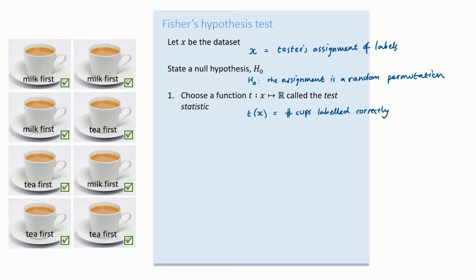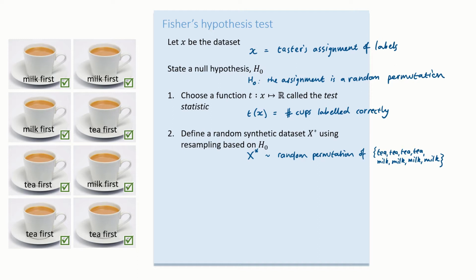Now, we choose a function called the test statistic. This is a statistic, which means it's a function of the dataset. In Fisher's experiment, let T(X) be the number of cups that are labelled correctly for the label assignment X. Next, we create synthetic datasets. Let's write X* for a random synthetic dataset. The key feature is that X* should be a random synthetic dataset that's generated under the assumption that H0 is true. In Fisher's experiment, H0 says that the assignment is a random permutation, so that's exactly what X* will be.